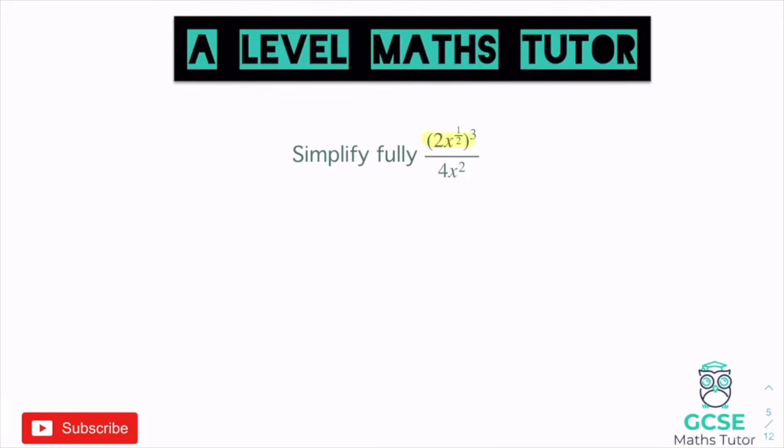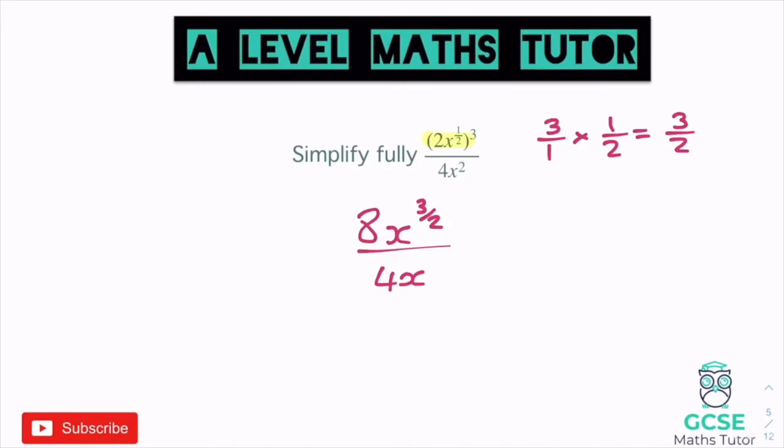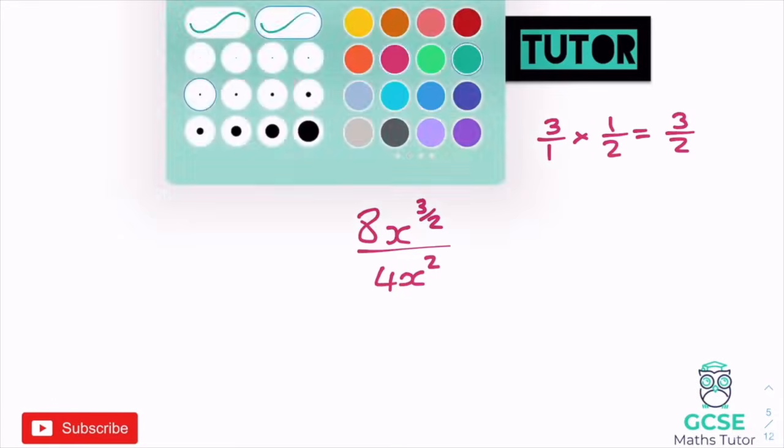So on the top, we've got 2 to the power of 3, which is 8. And we're going to multiply those powers. So 3 lots of a half. And then again, you can just write that as 3 over 1 times a half, and you get 3 over 2, or 3 halves. So that's 8x to the power of 3 over 2. On the bottom, nothing simplifies there, so we'll just leave that as 4x squared. And now all we have to do is simplify this down.